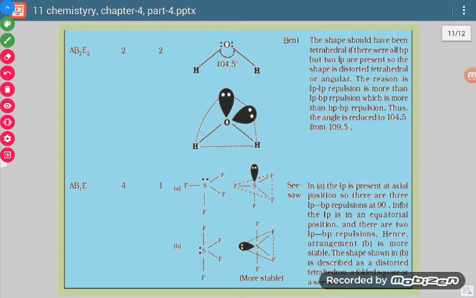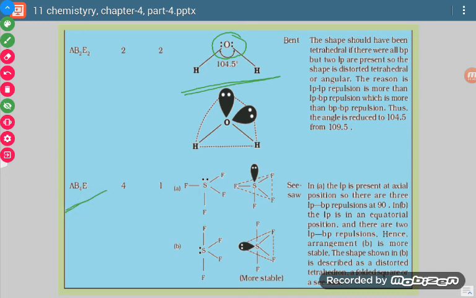Now 2 more examples. AB2E2 type. When we talk about the water molecule, oxygen is the central atom which contains 2 lone pairs and 2 bond pairs. Since the number of lone pairs is more, there will be more repulsive forces as compared to ammonia. In case of ammonia, the bond angle decreased from 109.5 degree to 107. In this case, it will be further decreased and it will be 104.5 degree, and the geometry will be bent shape.